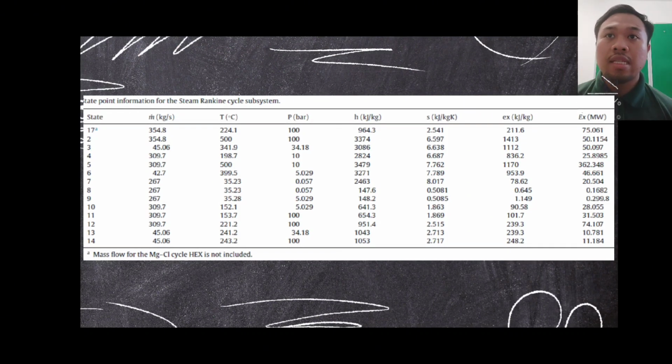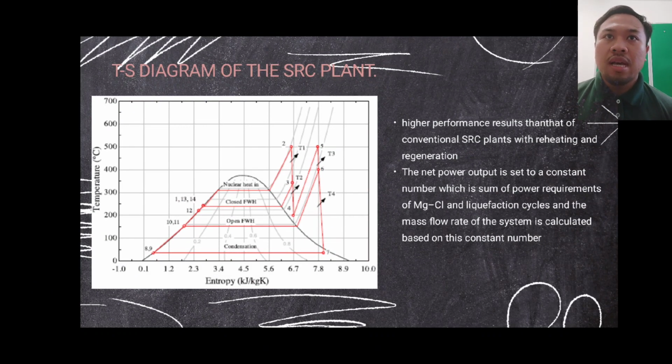Next, this is the result for the steam Rankine cycle subsystem, and this is the TS diagram of the SRC plant, which is the steam Rankine cycle plant. What we get from this graph is a higher performance result than that of a conventional SRC plant with reheating and regeneration. This is the TS diagram that we can recall from our lecture, the Rankine cycle that we have learned before, where we focus on reheating and regeneration.